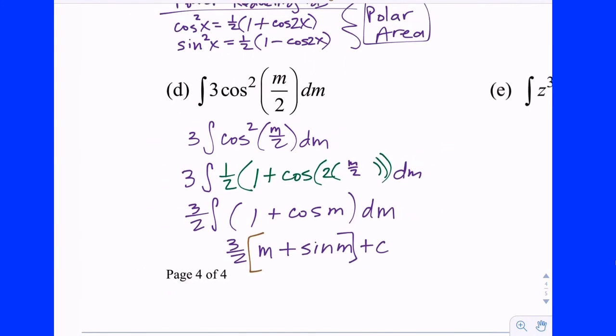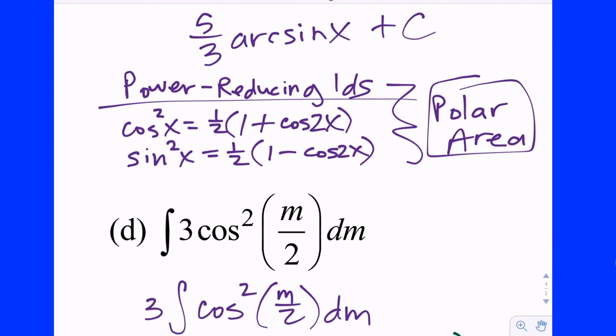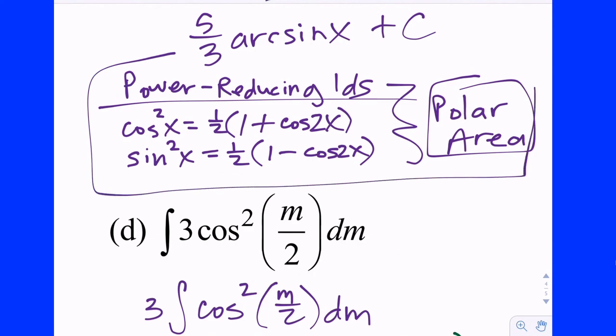That's it. Power reducing identities. That'd make a great quiz just to ask you to regurgitate those. Maybe a quiz right after lunch.